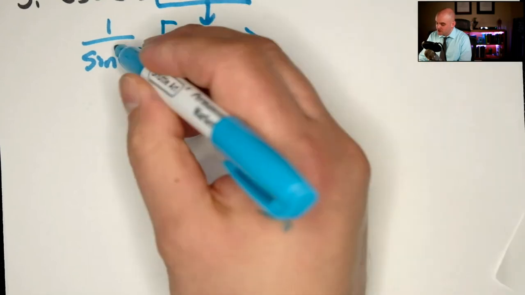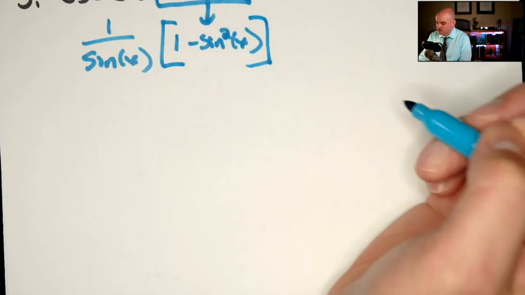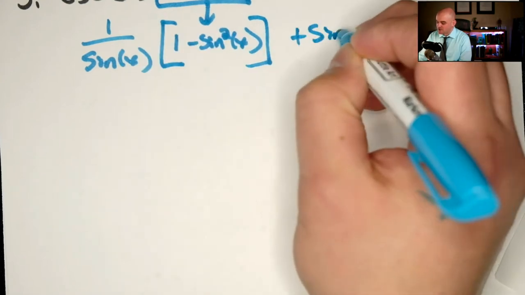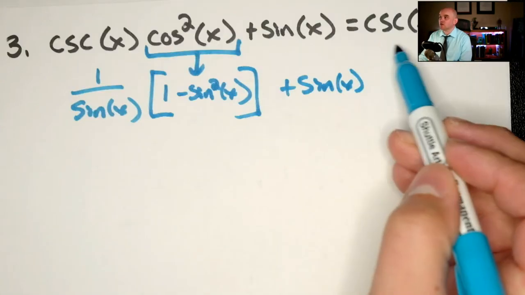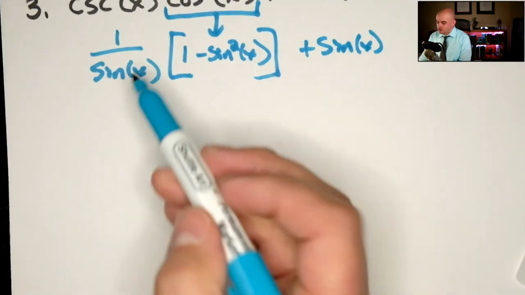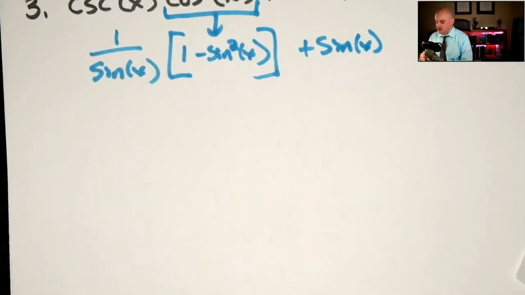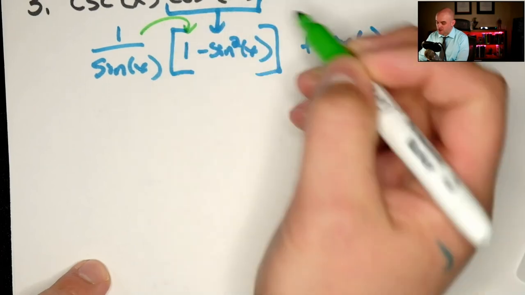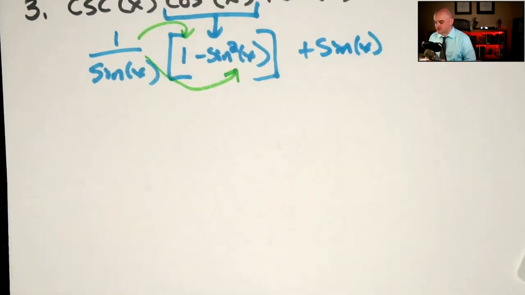And that is being multiplied by this fraction right here. And then I'm going to add to that the sine of x, and I'm trying to make it all look like cosecant in the end. So distributing this 1 over sine of x is what I'm going to do next. I'm going to multiply it times this, and I'm going to multiply it times the second term there.